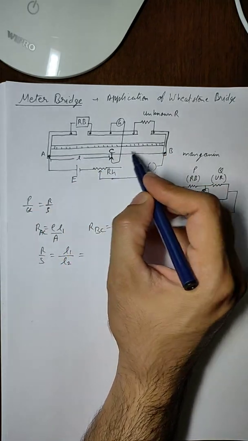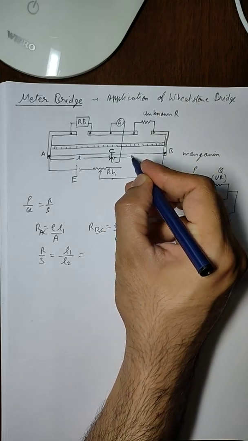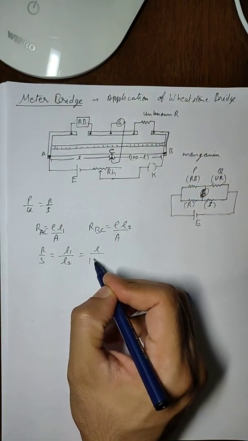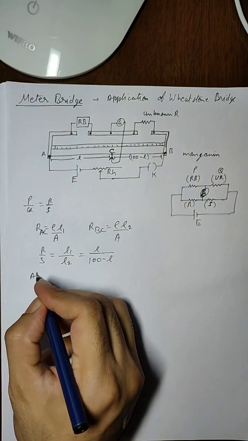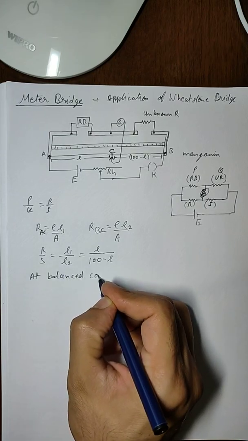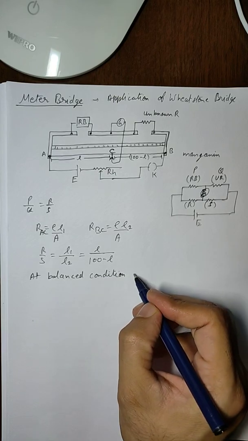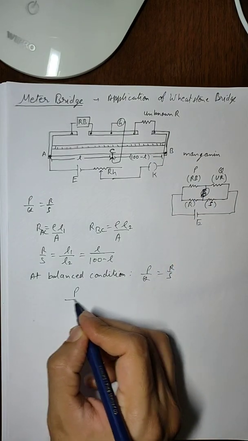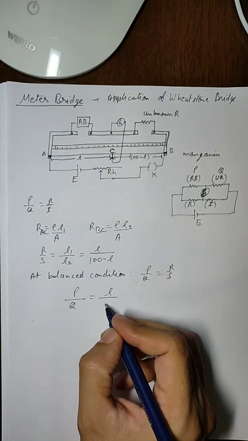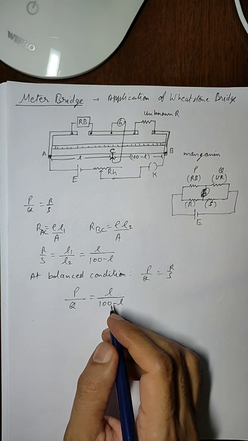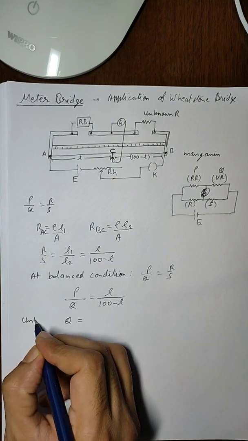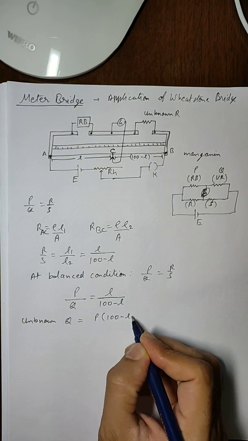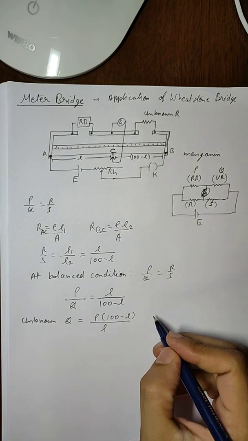This length is L. Now since this is 1 meter or 100 centimeter long wire, that means the remaining length is 100 minus L. So if we put these values here, it will be L upon 100 minus L, and at balanced condition, P by Q equals R by S. That means P, which comes here from the resistance box, and Q, which is the unknown resistance, is given by the ratio of L and 100 minus L. So we can say that the unknown resistance Q will be equal to P into 100 minus L upon L, and this way we can find the value of unknown resistance.